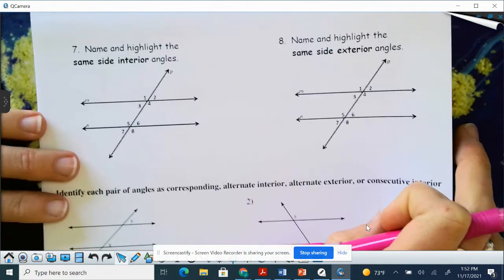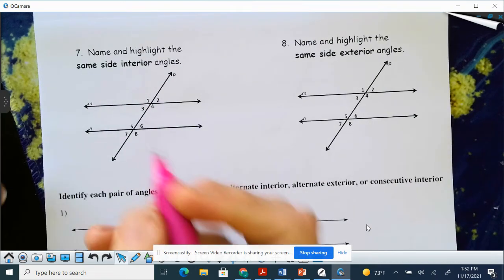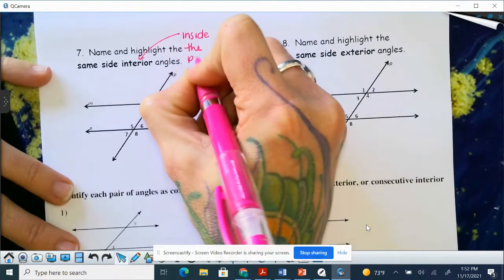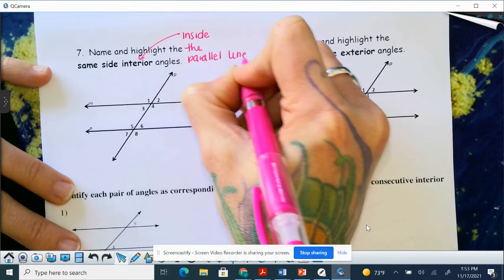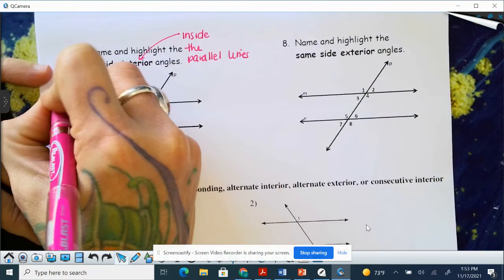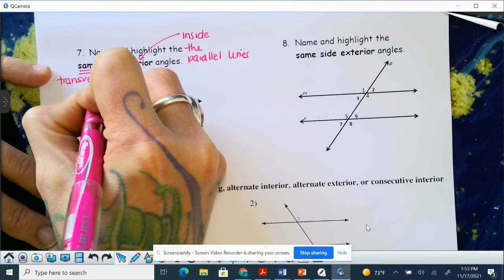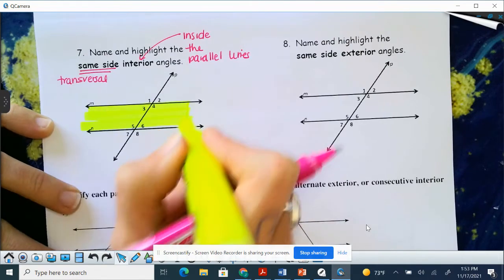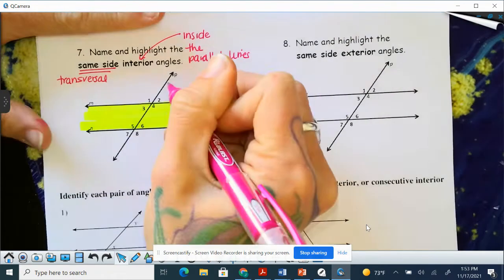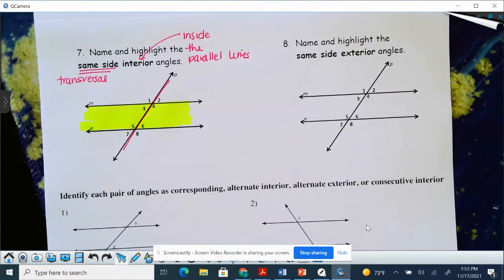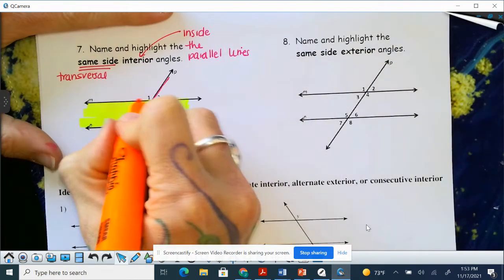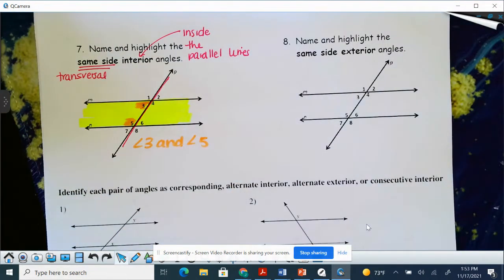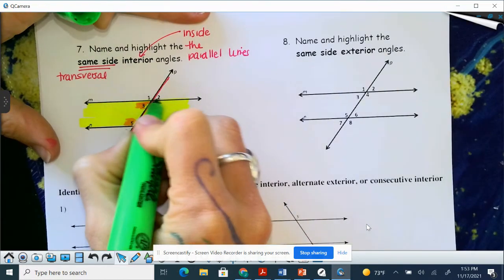So same side interior. So again, we're thinking inside the parallel lines. So that interior is inside the parallel lines. Same side is referring to your transversal. So that means we're inside here. So we're dealing with these numbers only. And we're staying on one side of our transversal. So with that said, that means we have 3 and 5. So angle 3 and angle 5. And then we also have angle 4 and angle 6.